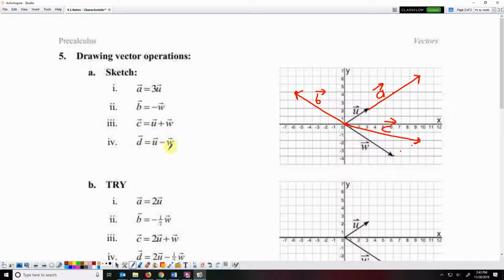And last is vector u minus vector w, which is the same as vector u plus the opposite of vector w. So I'm going to add the opposite of vector w, which is b, to vector u. So again, u is right 3 and up 2, so from the end of the opposite of vector w, right 3, up 2, and there is vector d, u minus w.